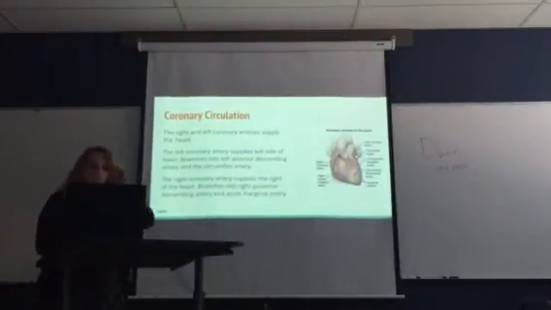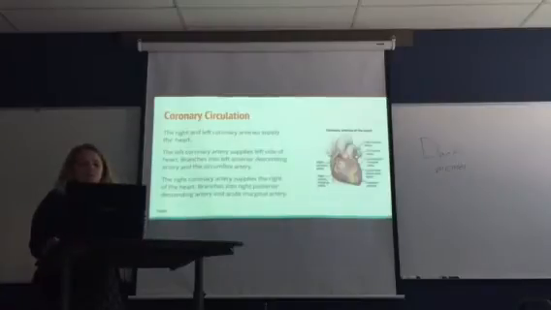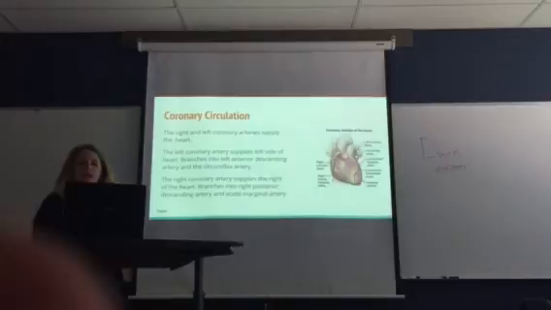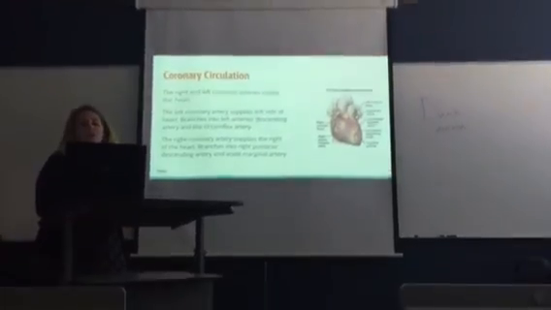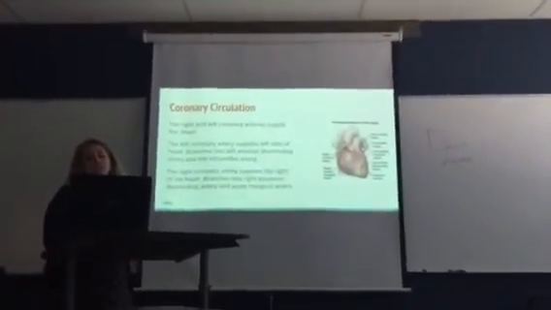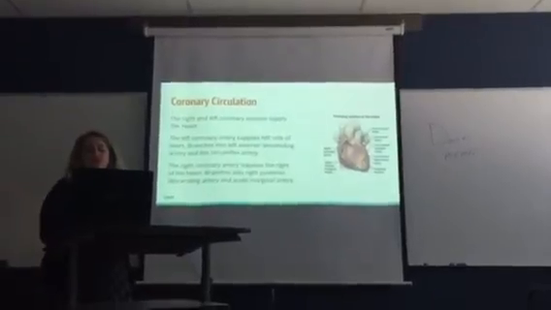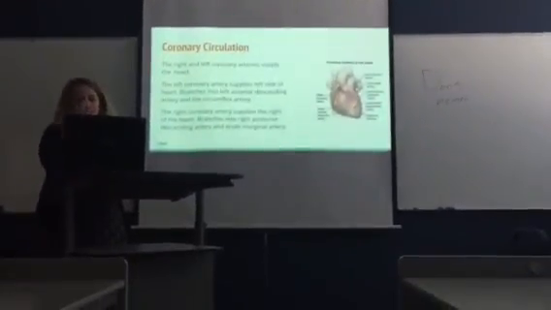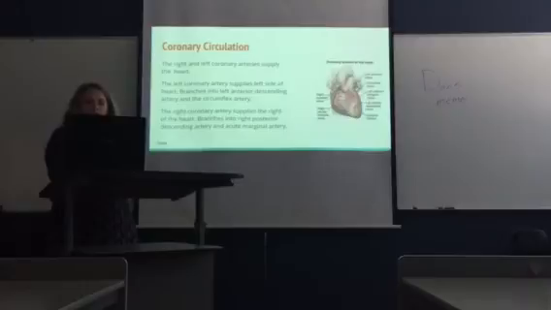The coronary circulation is the right and the left coronary arteries that supply the heart with blood. And the left coronary artery supplies the left side of the heart, and it branches into the left anterior descending artery and the circumflex artery, which goes around the side. And the right coronary artery supplies the right side of the heart, and it branches into the right posterior descending artery and the acute marginal artery.